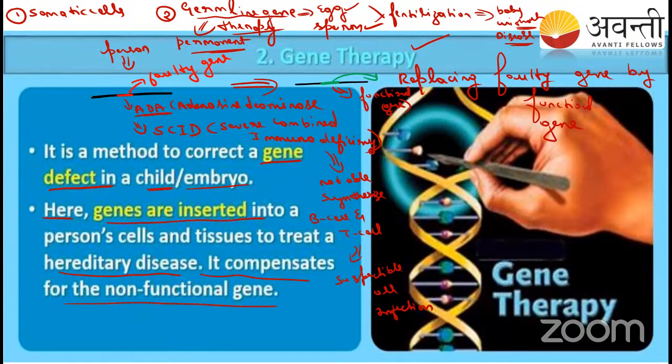But now they have not given permission for doing germline gene therapy. The permission is given only for somatic gene therapy. So there is no germline gene therapy permission. So let us go to the next.